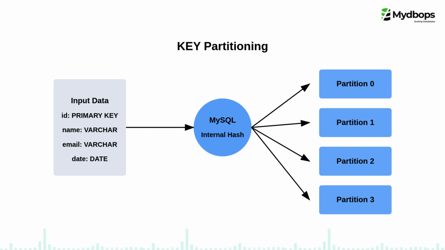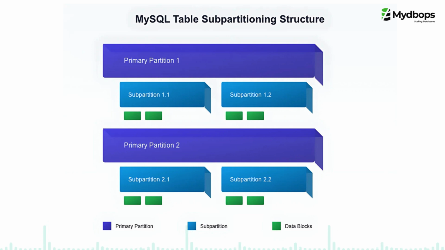So we've talked about range, list, hash, and key partitioning. But I heard that MySQL 8.0 has this secret weapon. It's called subpartitioning. What is that? Subpartitioning is kind of like adding another dimension to the way you organize things. Remember the library with different sections? It's like taking those sections and adding shelves inside of each one to categorize the books even more. So you're taking those partitions and breaking them down even further. Why would you want to do that? It gives you a lot more control, and you can optimize things even better.